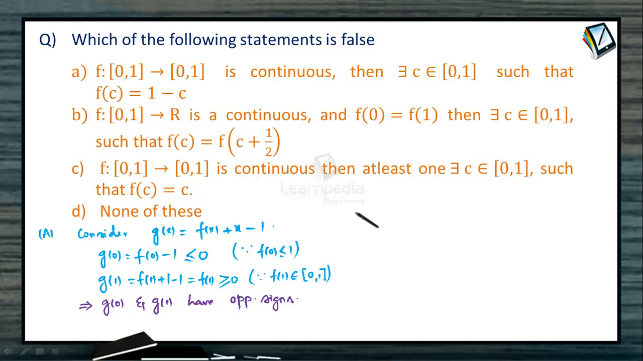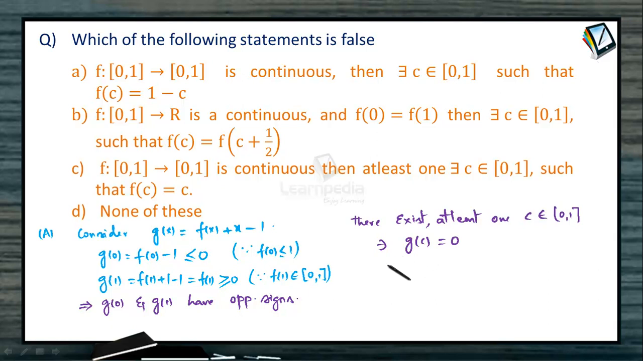So by intermediate value theorem, when there is a change of sign from g of 0 to g of 1, what can we say? There exists at least one c in the interval 0 to 1 such that g of c becomes 0, because the g function value is changing the sign from negative to positive. That means it is crossing the x-axis somewhere. Wherever the function g of x is crossing the x-axis, there the functional value becomes 0.